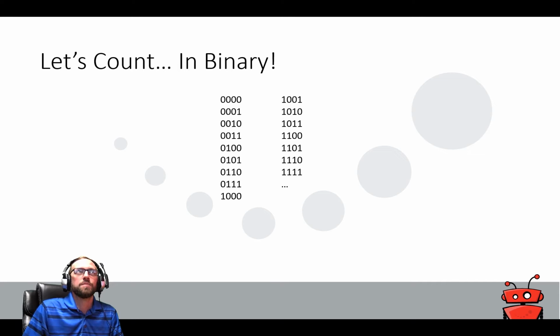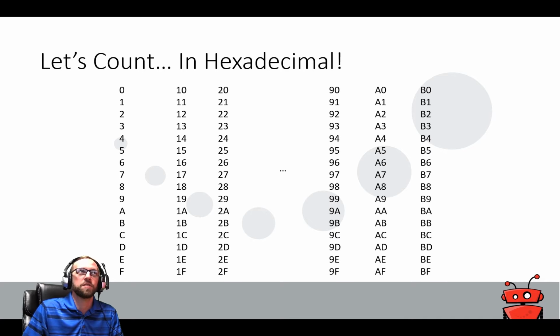All right, so now let's move on and talk about hexadecimal, which again is base 16. You have 16 distinct values per decimal place. So let's count in hexadecimal.